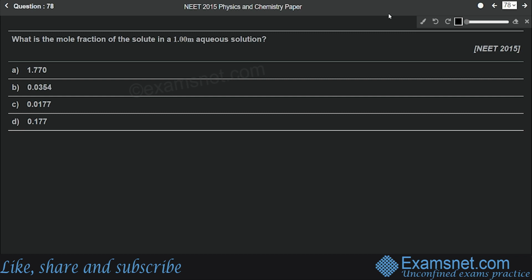Question number 78 is from some basic concepts of chemistry, and the question is, what is the mole fraction of the solute in a 1 molal aqueous solution? So here we have a 1 molal aqueous solution. Small m means molality. And what is molality? We know that molality means the number of moles of solute in 1 kg of solvent. Now here we have a 1 molal aqueous solution, that means the solvent is water.